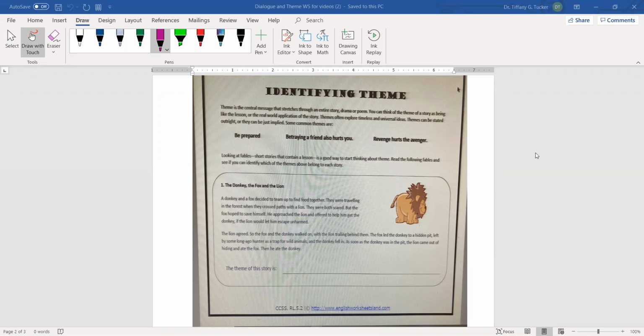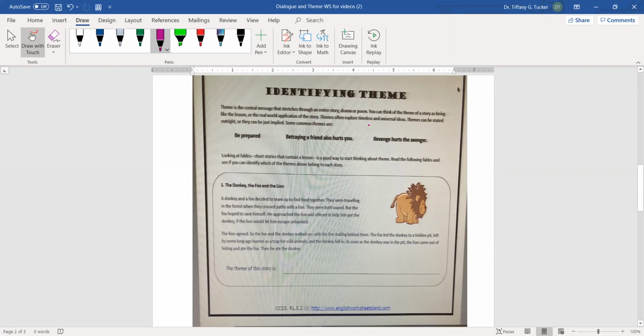So we're going to use the sheet you see here in front of you to go through and understand what a theme in a text is and how we can use text evidence to figure out what the theme of a passage is. So let's look at this top and read through this together. It says, theme is the central message that stretches through an entire story, drama, or poem. You can think of the theme of a story as being like the lesson or the real world application of the story. Basically, when we're looking for a theme in a passage, it is something that we, the reader, can learn from the experiences that the characters in those passages go through.